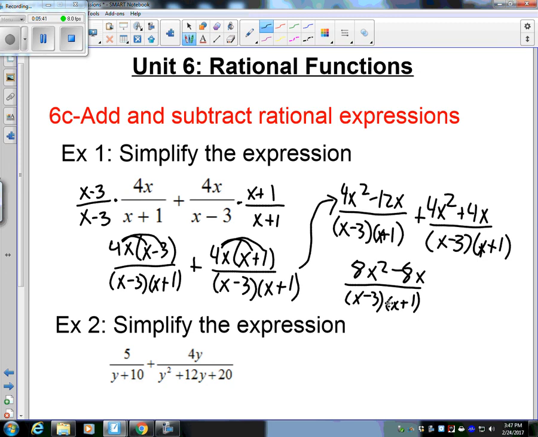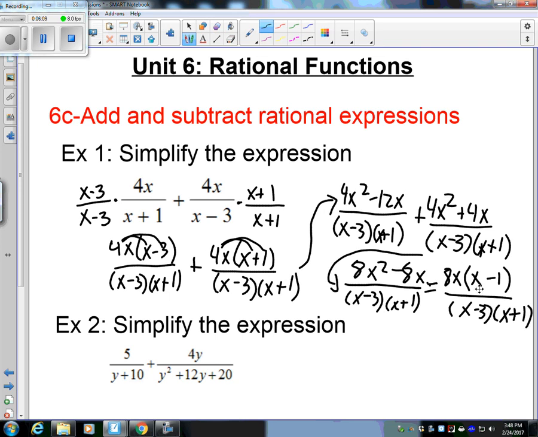After you get them combined into one, hopefully you can follow this. Once you get it combined into one fraction, now we're going to look at factoring the numerator. A factor of the numerator I see is the greatest common factor of 8x. And we're left with x minus 1. And the denominator of x minus 3, x plus 1.